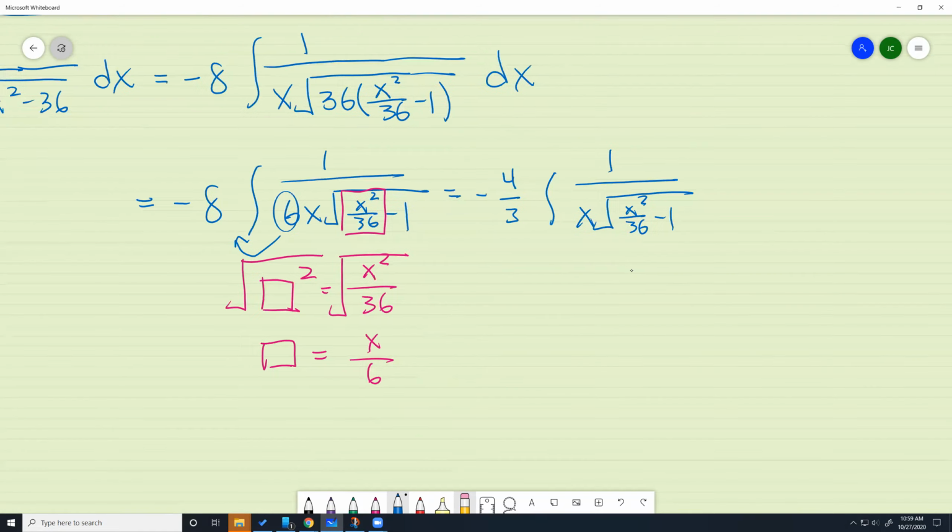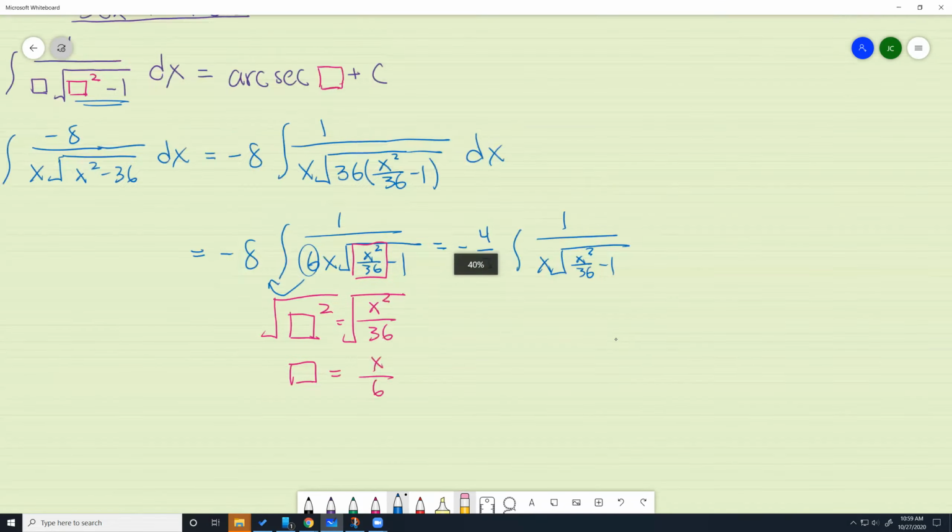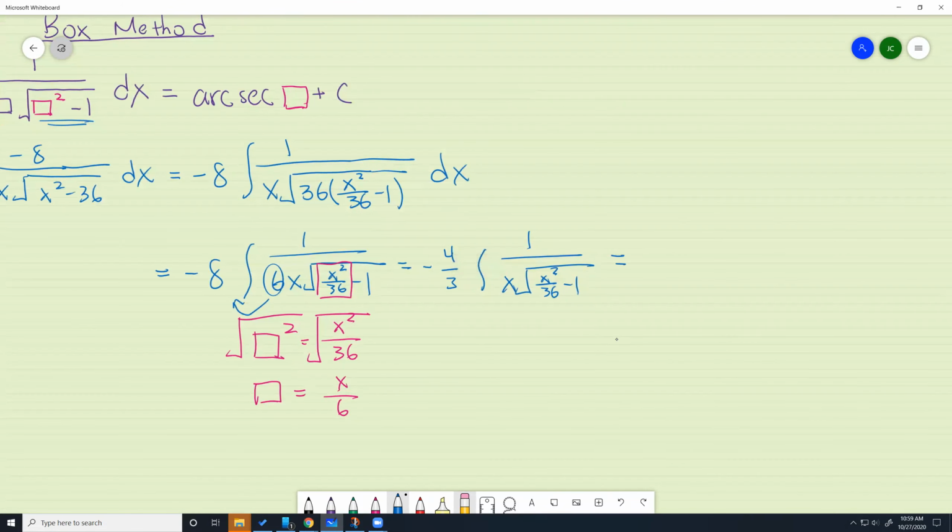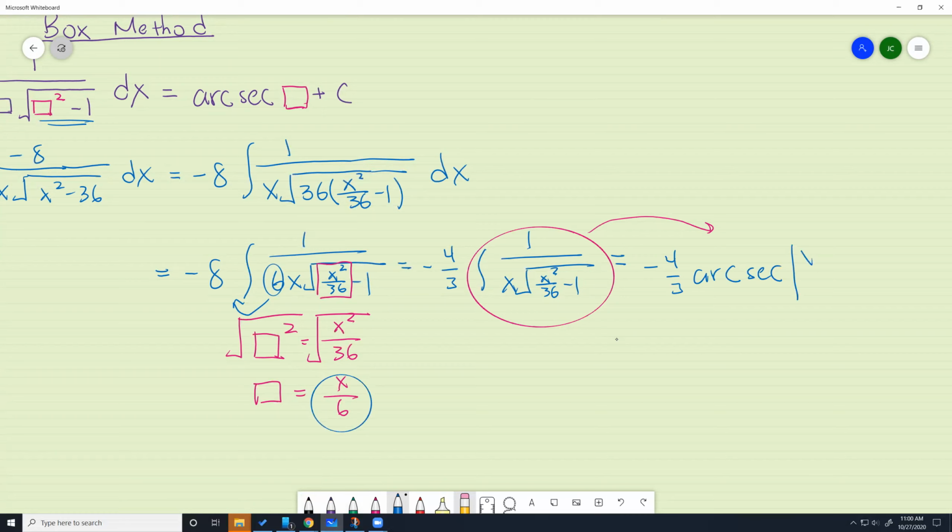of this integral right here. And now you can just completely do this integral and rewrite this as an arcsecant function. Make sure to have the -4/3 in front. It'll look like this. Again, what was the box that we just found? x over 6. Put this in absolute value. That's it. You're all done.